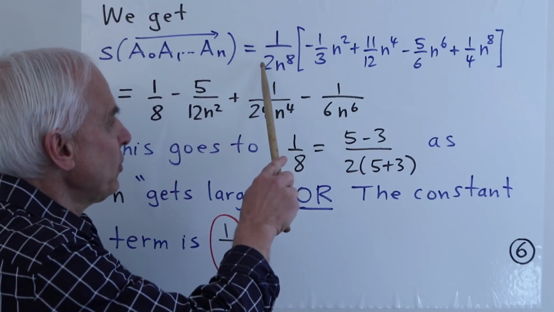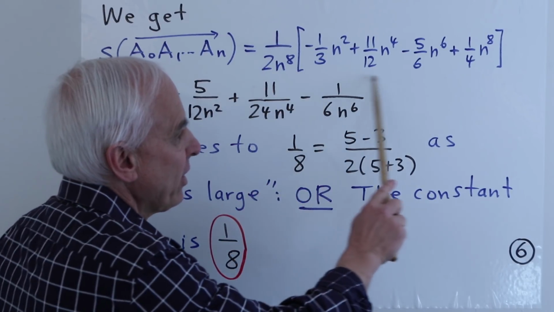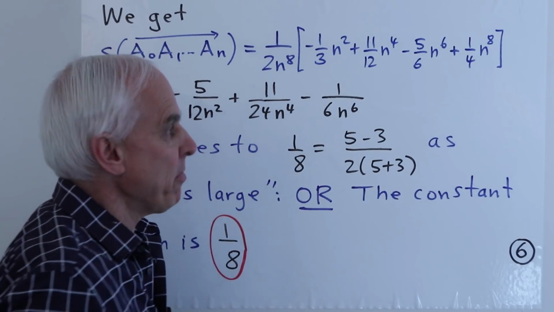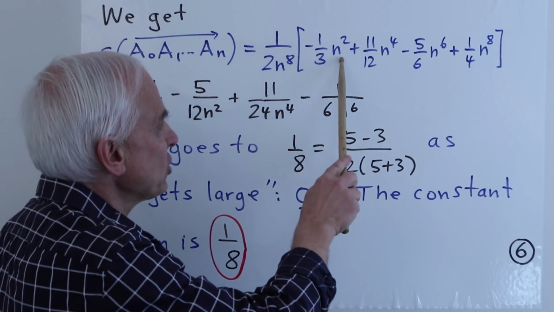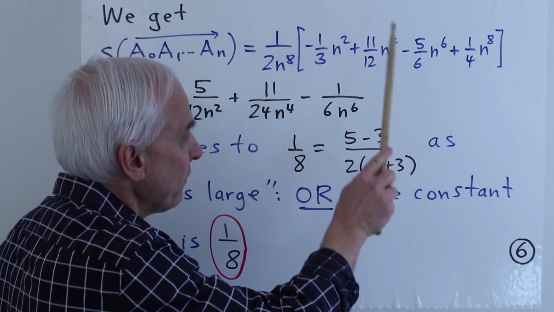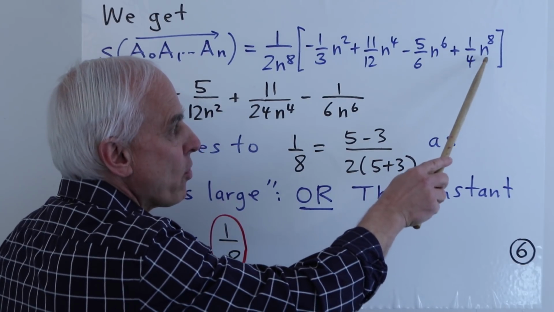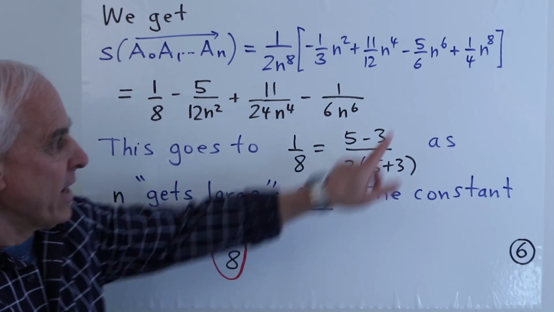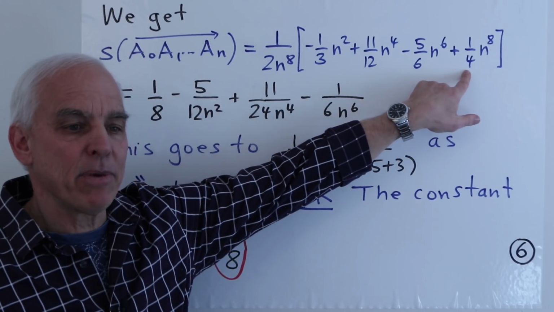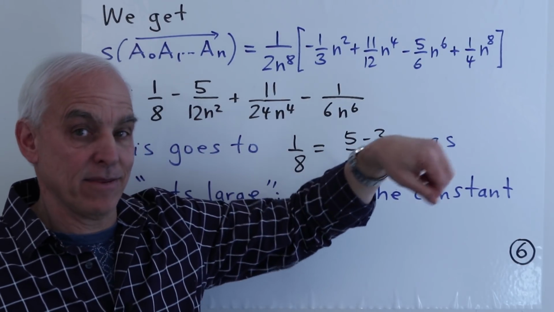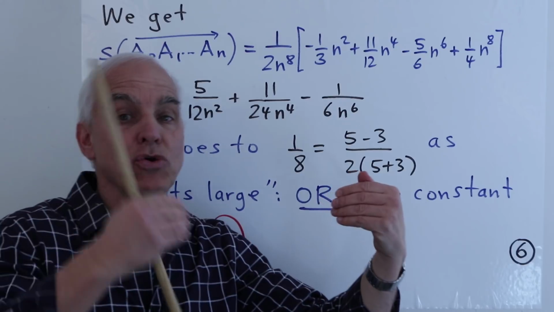And it's 1 over 2 times n to the 8. And here is that linear combination of Faulhaber polynomials. Minus 1/3 n squared plus 11 over 12 n to the fourth minus 5 over 6 times n to the sixth plus 1/4 n to the 8. And it's the 1/4, that's happening because we had a 1/8 there, and we ended up taking 2 times that one.